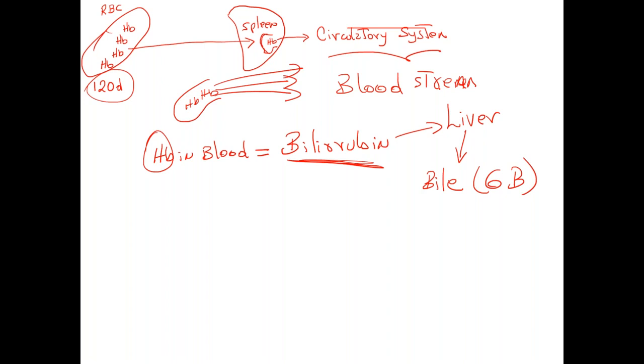Okay, so now let's imagine that the liver is not working. If the liver is not working, the liver cannot take the bilirubin from the blood into the bile. So what's happening with the bilirubin? Bilirubin starts to increase in concentration where? In blood. So this bilirubin is a yellow pigment, okay? That produces the yellow skin. Yellow skin that is called jaundice.